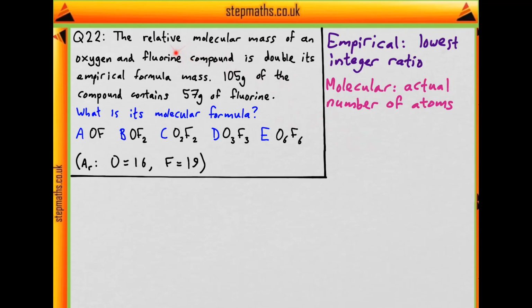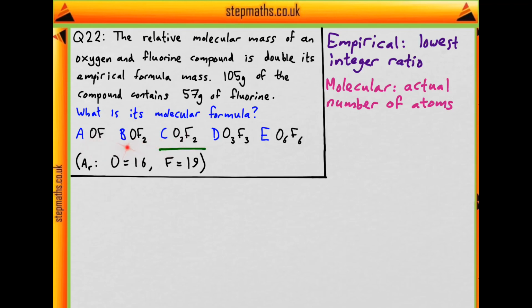Well, we're told that the relative molecular mass, or the mass of the molecular formula, is double its empirical formula mass. So what can we conclude from this? Well, the molecular formula is twice the lowest integer ratio, which means that we should be able to take one of these molecular formulae, halve it, and that will give us the empirical formula. And so which one is this? In fact, there's only one option, and that's O2F2, because if we halve this, we get OF, which is the simplest ratio because it's 1 to 1.